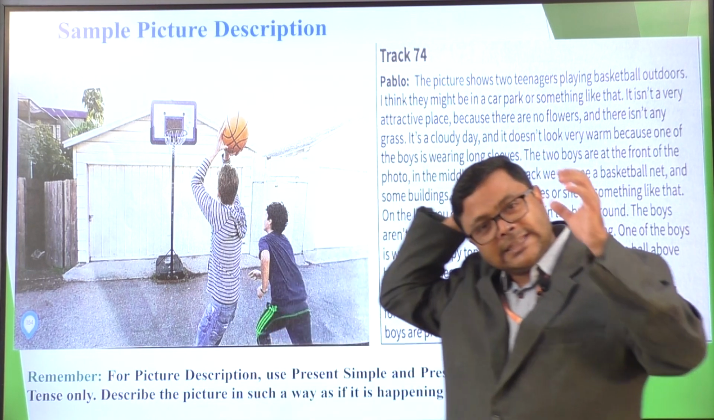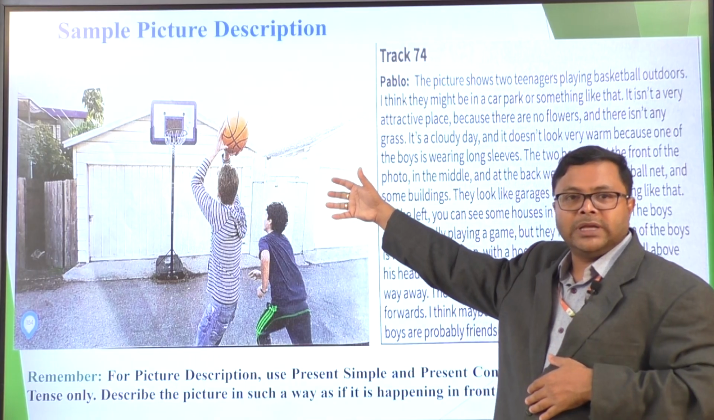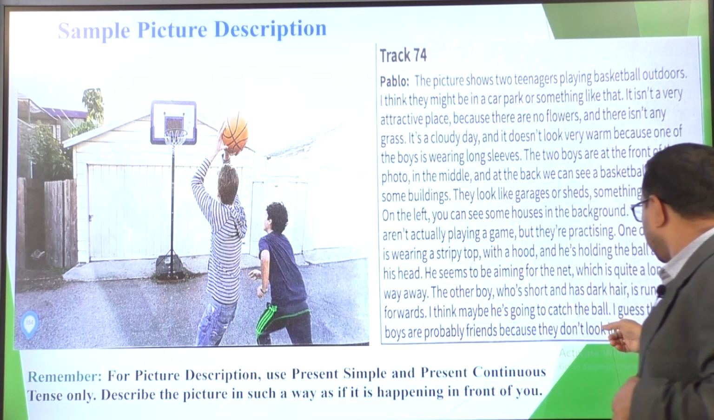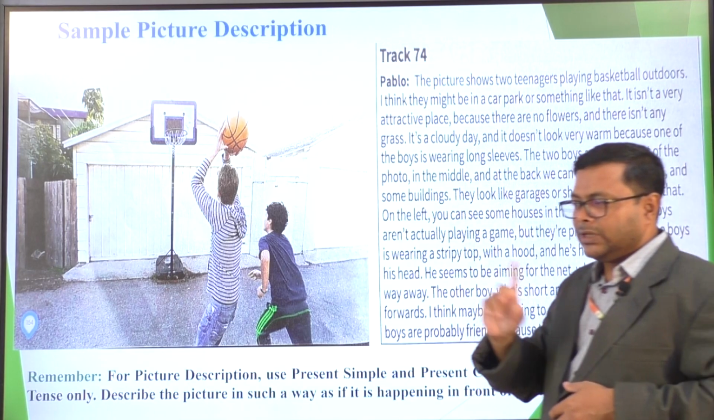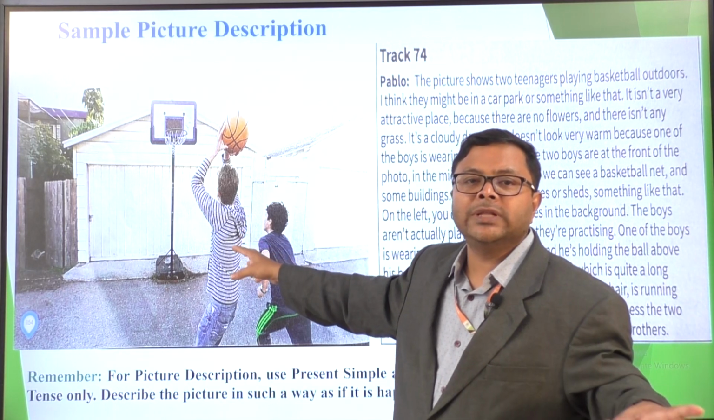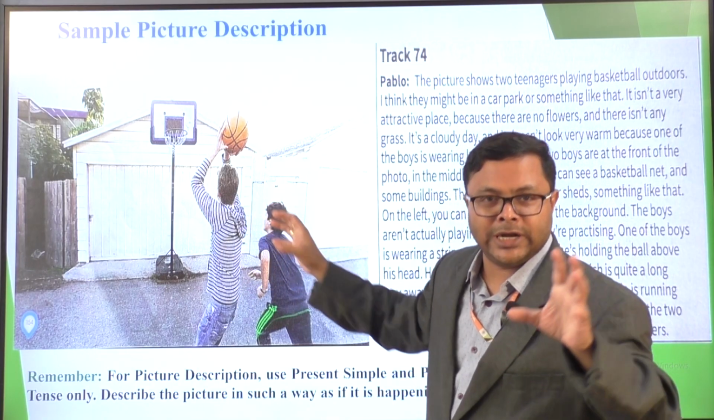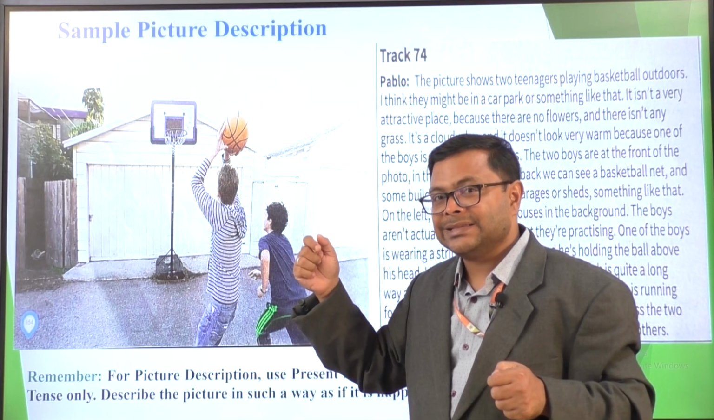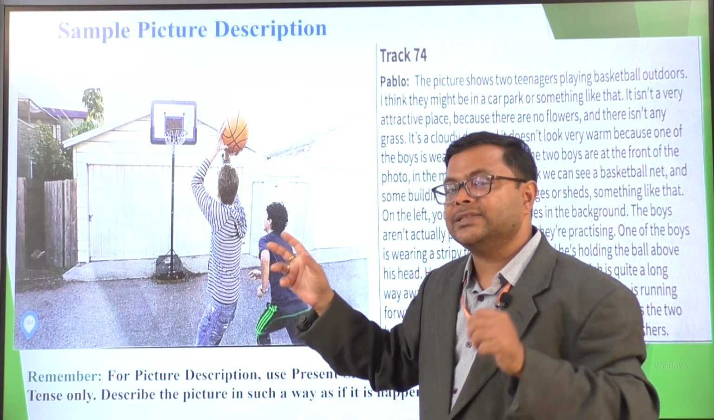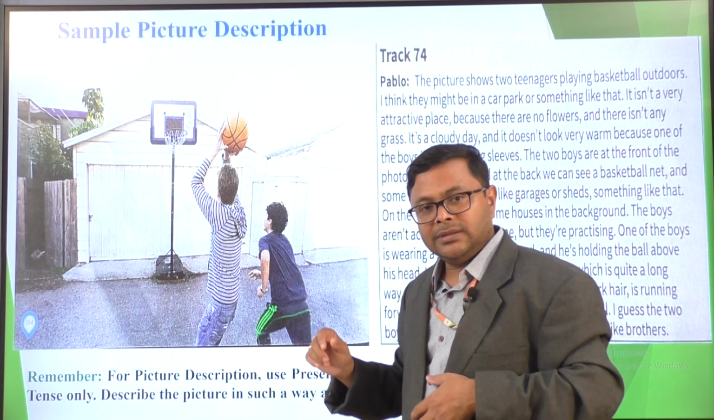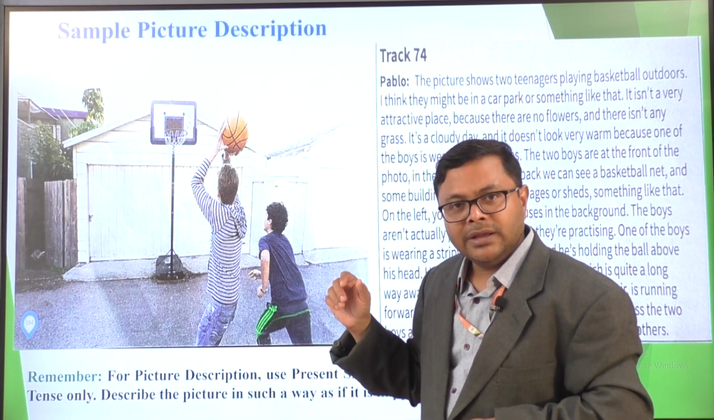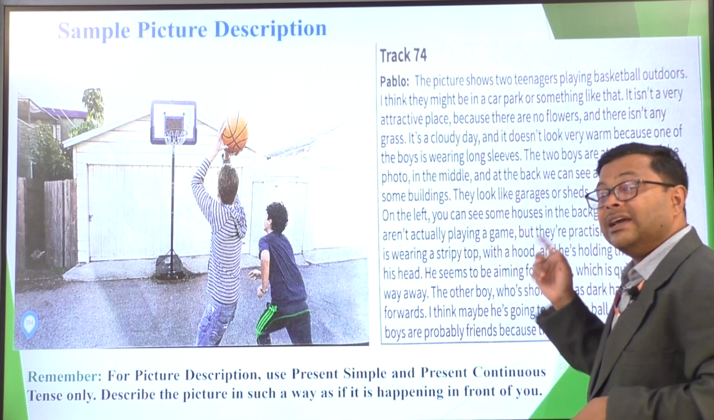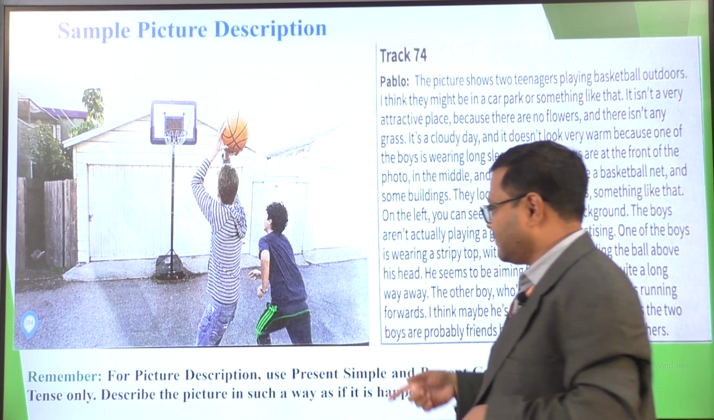So, all this you are guessing. You do not know whether they are friends or brothers. Therefore, you have to use guess words, that is, I guess. Do not say directly that they are not brothers, they are two friends. You have to say I guess. If you say like this, they are not brothers, they are friends, they are playing, you can say, but you will get fewer marks. But if you say I guess, you will score better.